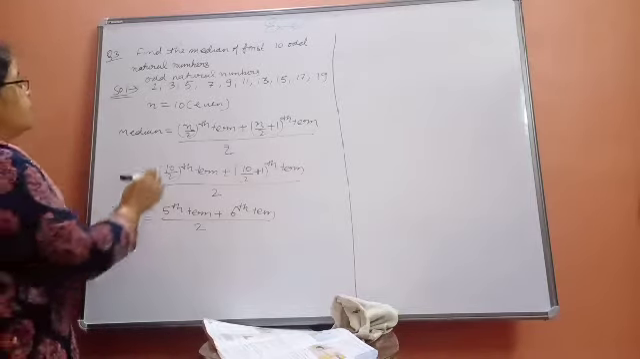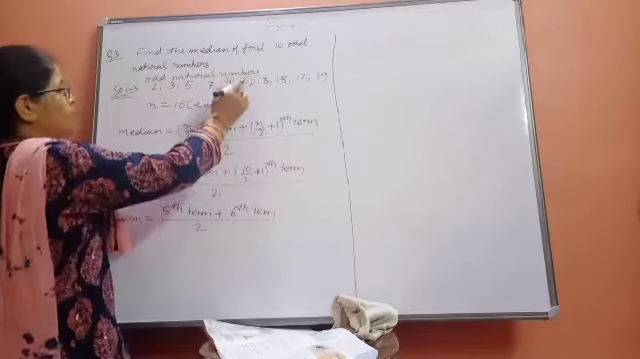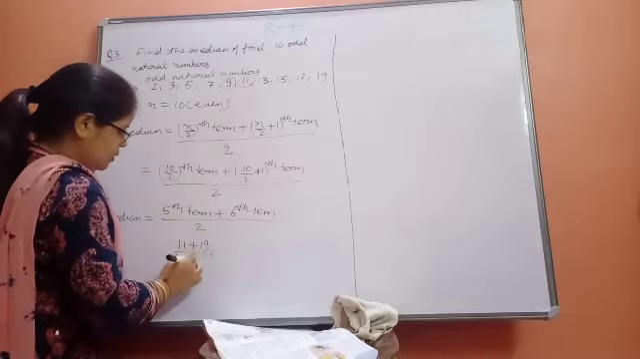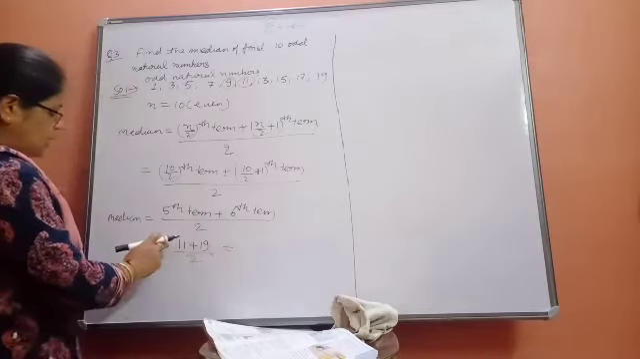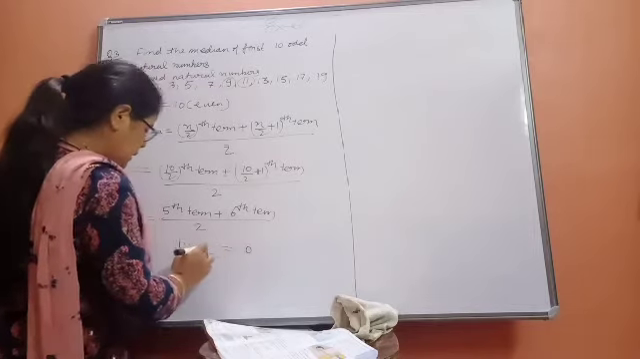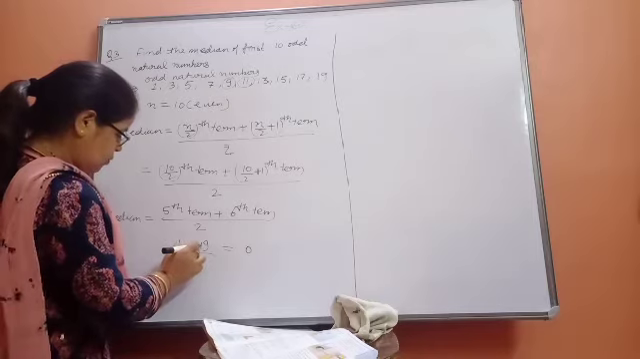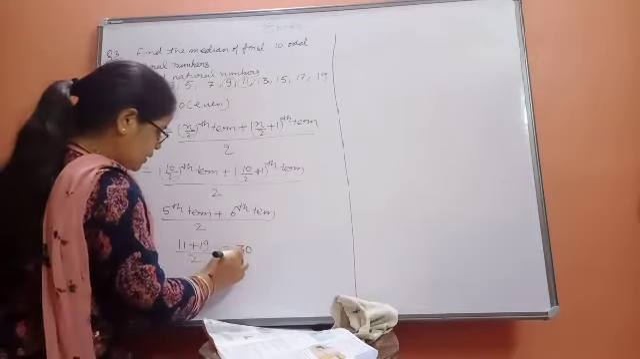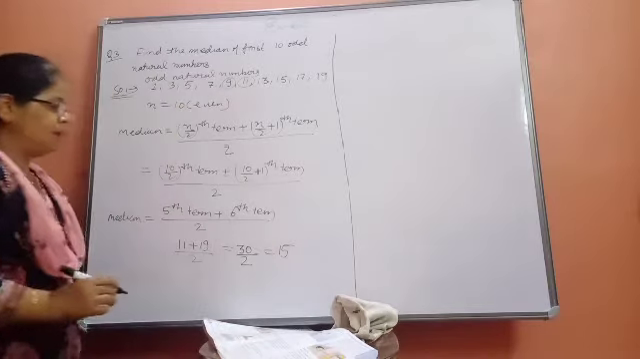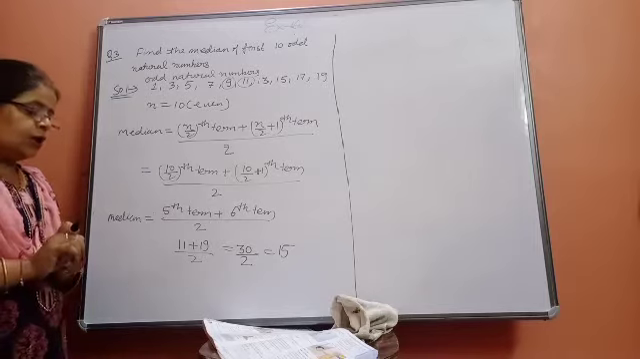So the fifth term: 1, 2, 3, 4, 5. Here these two, fifth and sixth term. So 11 plus 19 divided by 2, it will be 20. 9 plus 1, 10, carry 1, 1 plus 1, 2, or plus 1, 3. 30 divided by 2. So what will be your answer? 15 will be your answer. So in this way you can do the question.